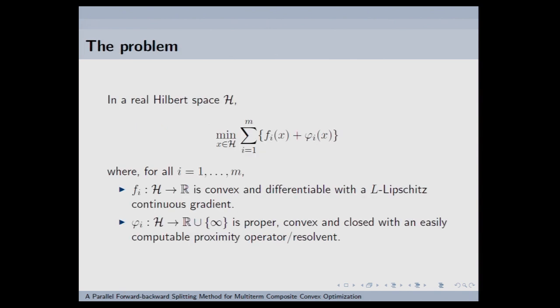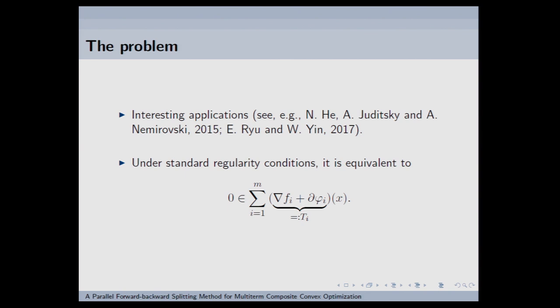Now we want to consider something similar, but where the function is the sum of many of these composite structures. We want to minimize the sum of f_i plus phi_i, where f_i is convex, differentiable, Lipschitz continuous, and phi_i is proper closed convex with an easily computed resolvent. What we want to do is a forward-backward step for each of these elements, f_i plus phi_i, in parallel. There are interesting applications of this framework, for instance in recent papers by He, Juditsky, Nemirovski, or Combettes and Wajs.